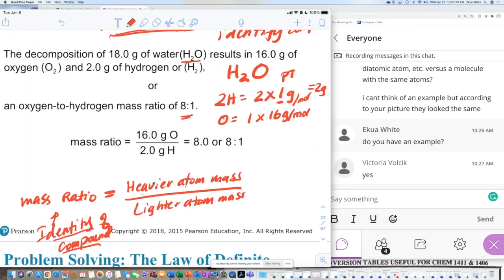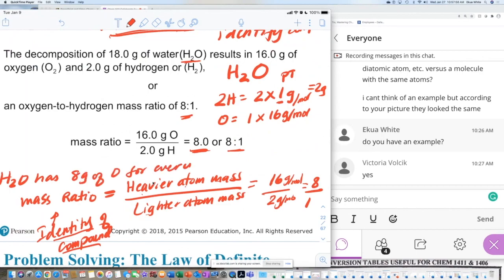Take the heavier atom mass and the lighter atom mass and then divide them. So the heavier of the two here is 16 gram per mole, divide by 2 gram per mole, and we end up with 8, or 8 over 1. So you can use this as 8.0 or 8 over 1. So then you can conclude, you can walk away from this saying H2O has 8 grams of oxygen for every 1 gram of hydrogen. That's the conclusion we're making with all of these numbers.